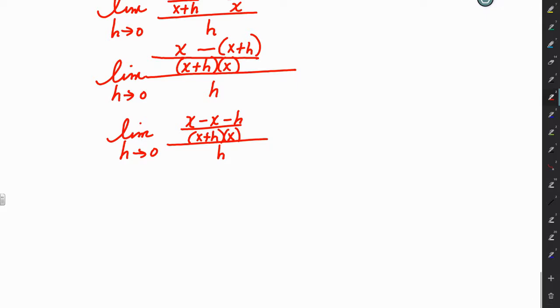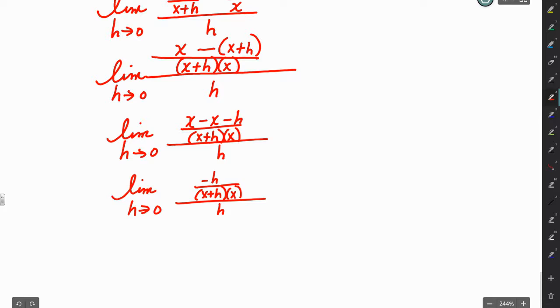Let's continue to clean that up. So x minus x is 0, and we're left with negative h all over x plus h times x all over h. We're almost there. We have a fraction in a numerator and really divided by another fraction, h over 1. When we do that, to clean that up, we can multiply by the reciprocal of the denominator. Phew, almost there. We're going to cancel the h's.